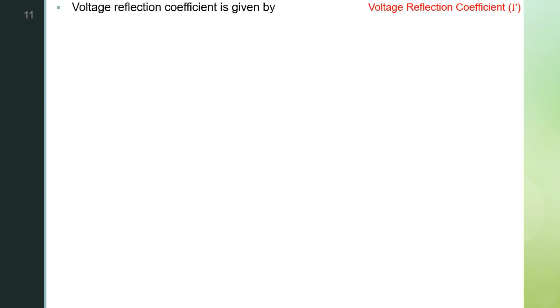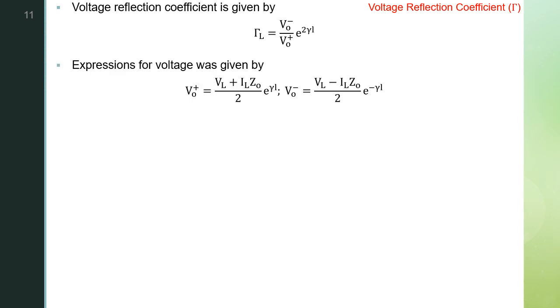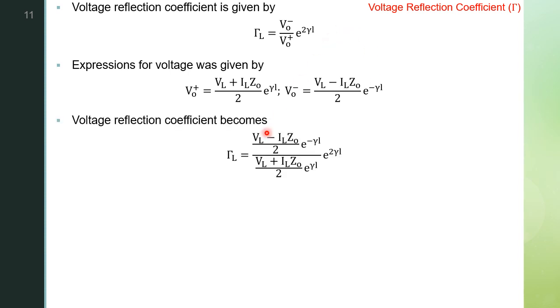We have already determined V naught minus and V naught plus in terms of VL, IL and Z naught. So V naught plus is VL plus IL Z naught by 2 e raised to gamma L, and V naught minus is VL minus IL Z naught by 2 e raised to minus gamma L. On substituting this back into the expression of reflection coefficient, we will get VL minus IL Z naught by 2 e raised to minus gamma L divided by VL plus IL Z naught by 2 e raised to gamma L. When you consider the terms e raised to minus gamma L into e raised to 2 gamma L, it is e raised to gamma L.